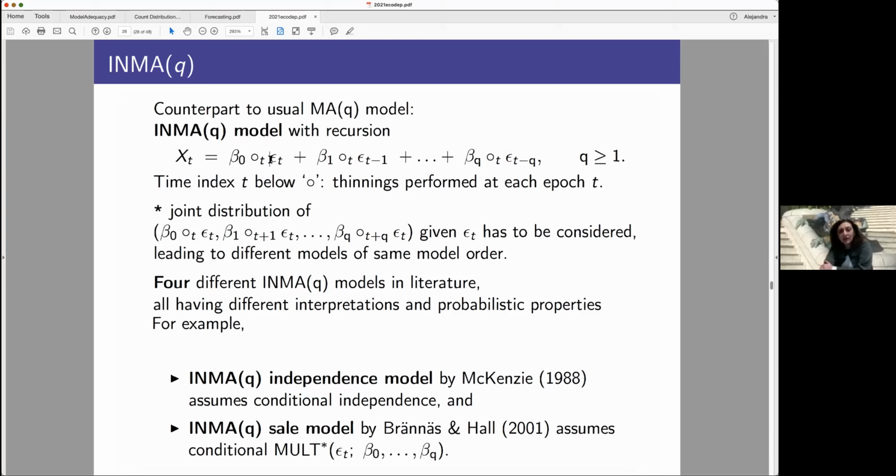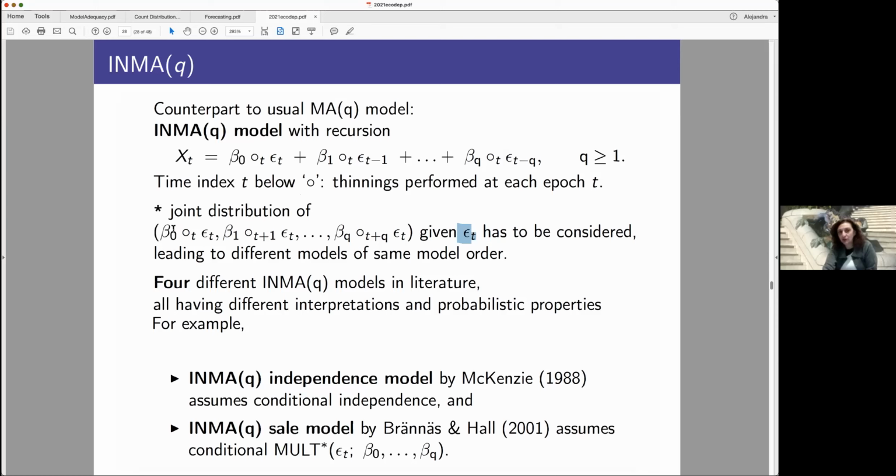So at time t I have to thin epsilon t, but I also have to thin epsilon t minus 1, and so on. But at time t plus 1, I will also be thinning epsilon t minus 1, and so on. So I need to say something about the joint distribution of all the things that are performed over a given epsilon t.